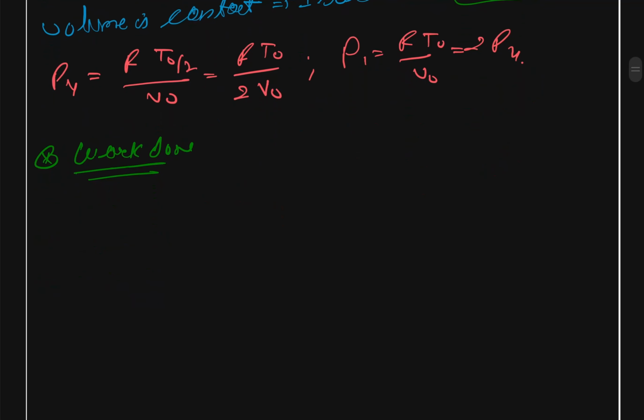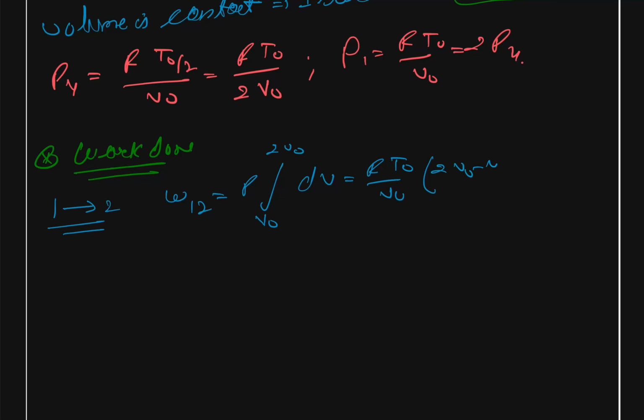We start with the first part, work done during 1 to 2. We can say W12 will be the integration of pressure times dV, with limits from V0 to twice V0, and the pressure we already know is R T0 upon V0. This comes as twice V0 minus V0, V0 cancels out, and this comes as R times T0.